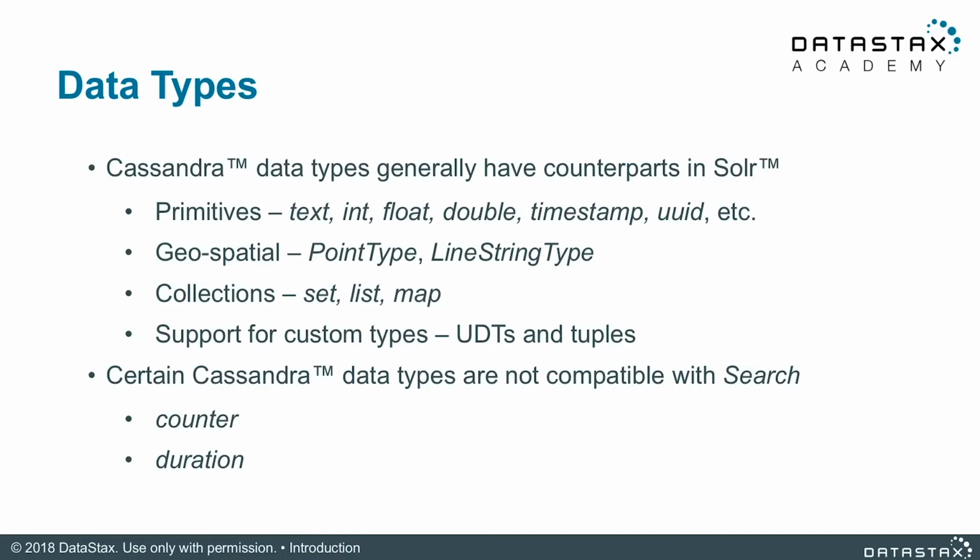Cassandra data types generally will have counterparts in Solr as well. The primitives are the obvious statement here, but the more complex types are also supported. Spatial types such as point type and line string types, collections, as well as support for custom types like UDTs, tuples, and date range fields. There are a few data types that are not supported, however. Traditionally, this is the counter and the duration data type.